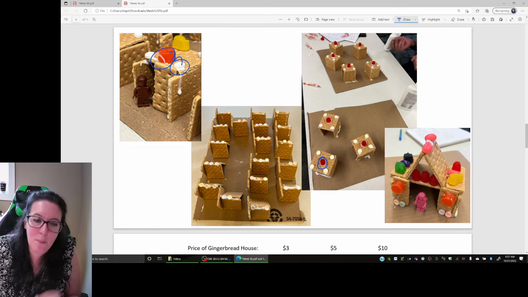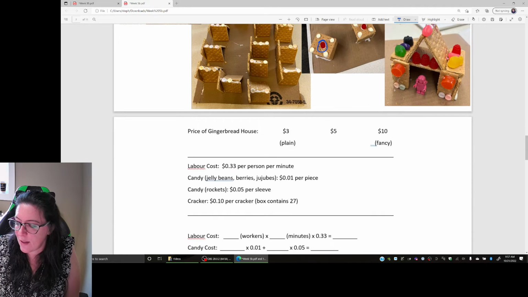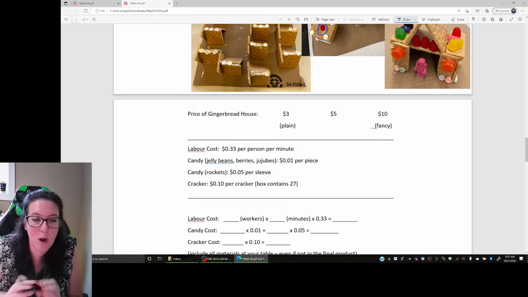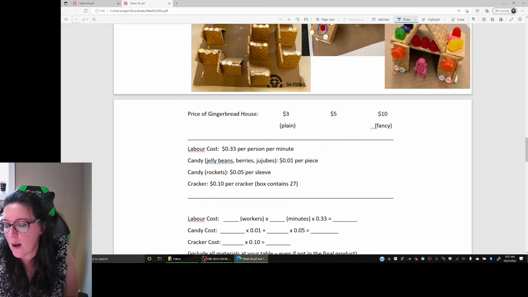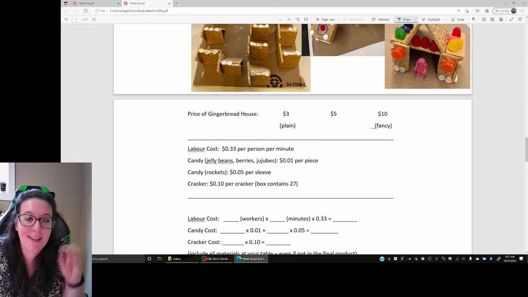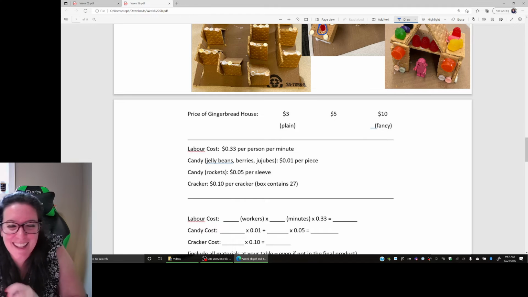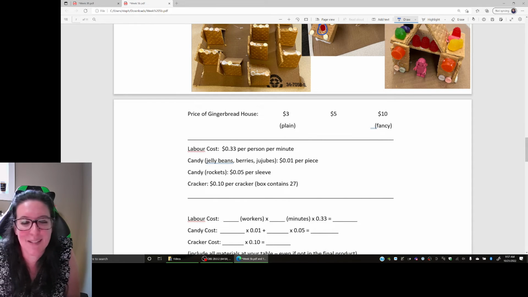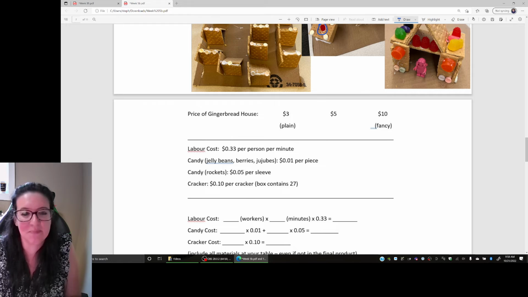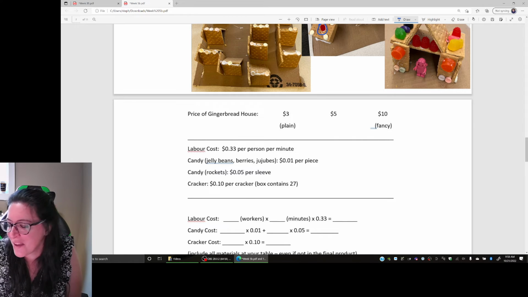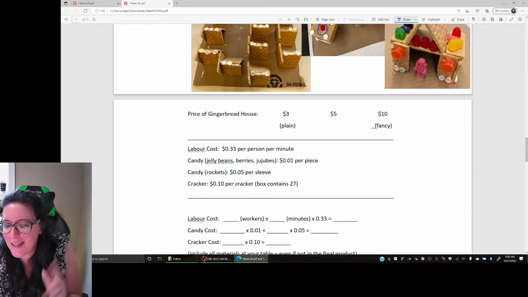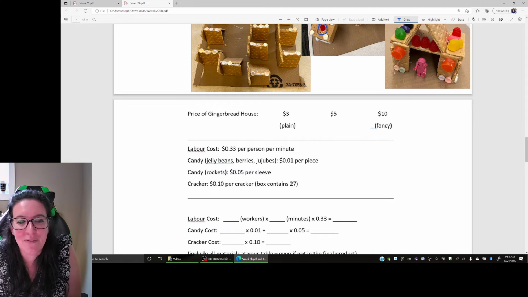And because they come in rolls, then the cost for the Rockets or Smarties, so in the US, they're called Smarties. In Canada, they're called Rockets, probably because in Canada, Smarties are already taken by some M&M type candy. All right, so our candy Rockets are 5 cents a sleeve. And then we have our crackers or cookies, and they are 10 cents per cracker.